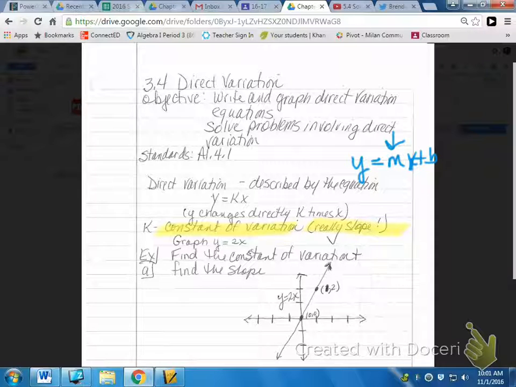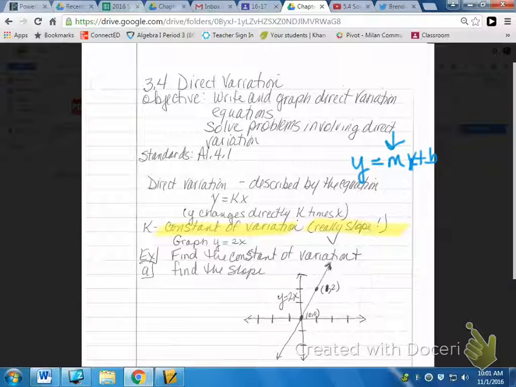So when you are looking at direct variation, you're looking at something in the form of y equals mx plus b, but it would not have a b. What does that tell you about where the lines got to go through? Any ideas, Jared? Through the origin. It means that the y-intercept must be 0. These are direct variations. y depends completely on this k times x, whatever it is.